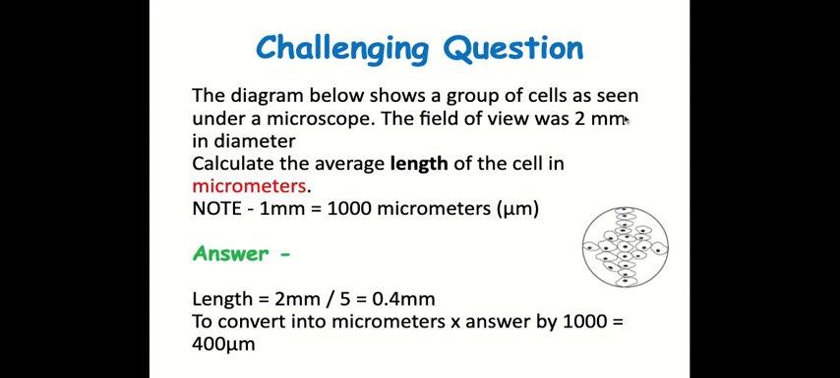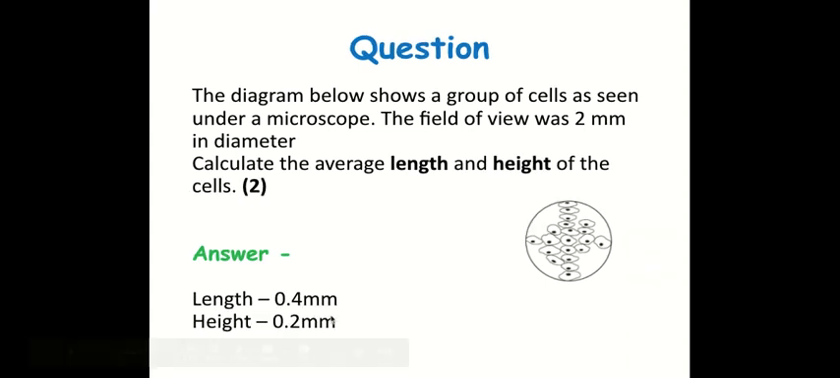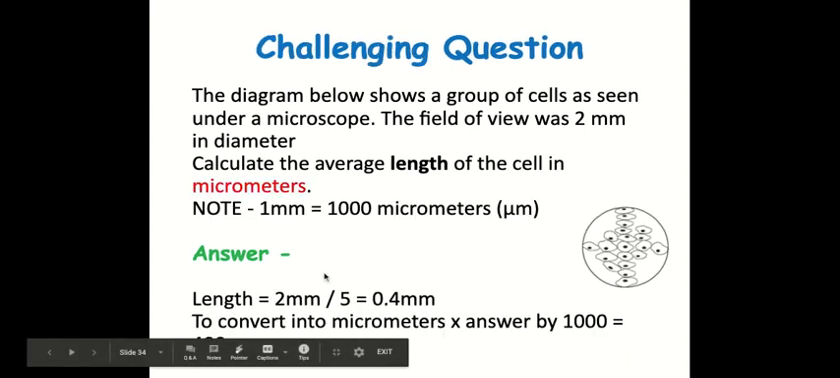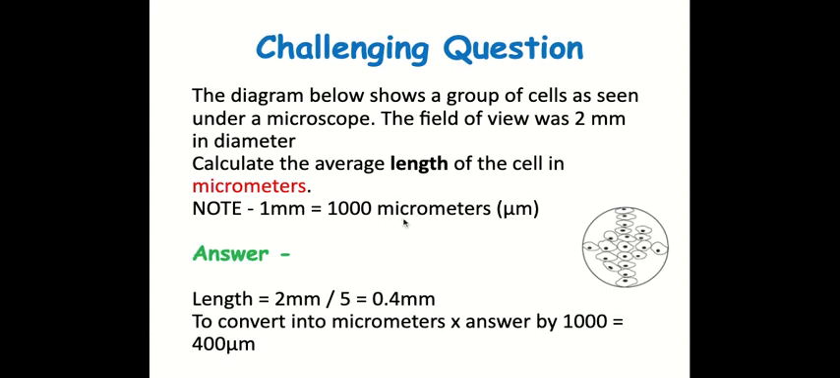So what this means is, even though my field of view is measured in millimeters, I want my final answer, instead of being in millimeters like it was here, to be in micrometers. Now, in an exam question on this, they would tell you the conversion. They will always tell you this. So 1 millimeter equals 1,000 micrometers. So you do the calculation in the exact same way as we did with the easier questions, and then you just add a tiny bit at the end.